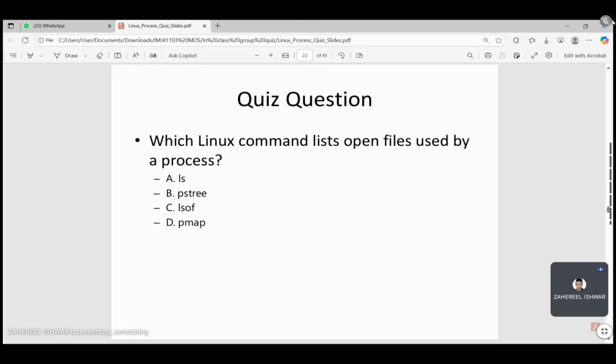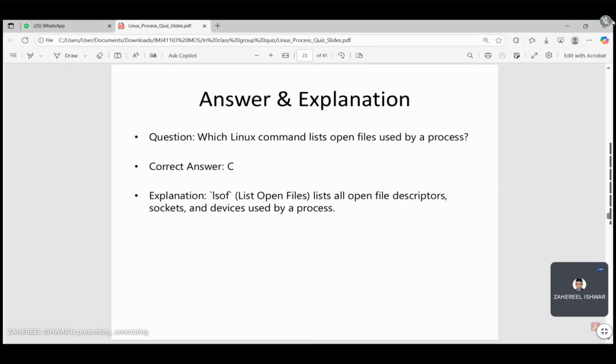Now, which Linux command lists open files used by a process? It lists down the open files used by a process. The answer is correct. lsof stands for list, O for open, F for file. List open files. It lists all open file descriptors, sockets, and devices used by a process.